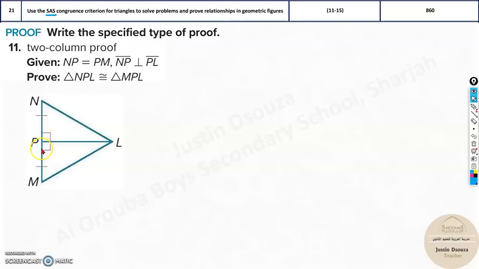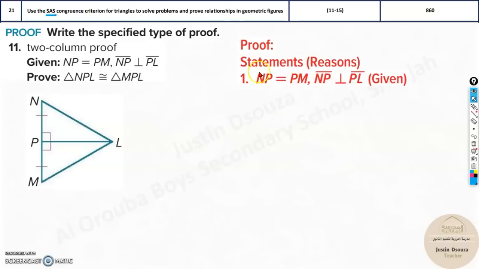These two right angles are obviously congruent, and PL is congruent because of the reflexive property. But we need to write it in the proper way. So first, let's write this statement. NP equals PM, and this is given. This PL and NP are perpendicular. That means these angles are 90 degrees.